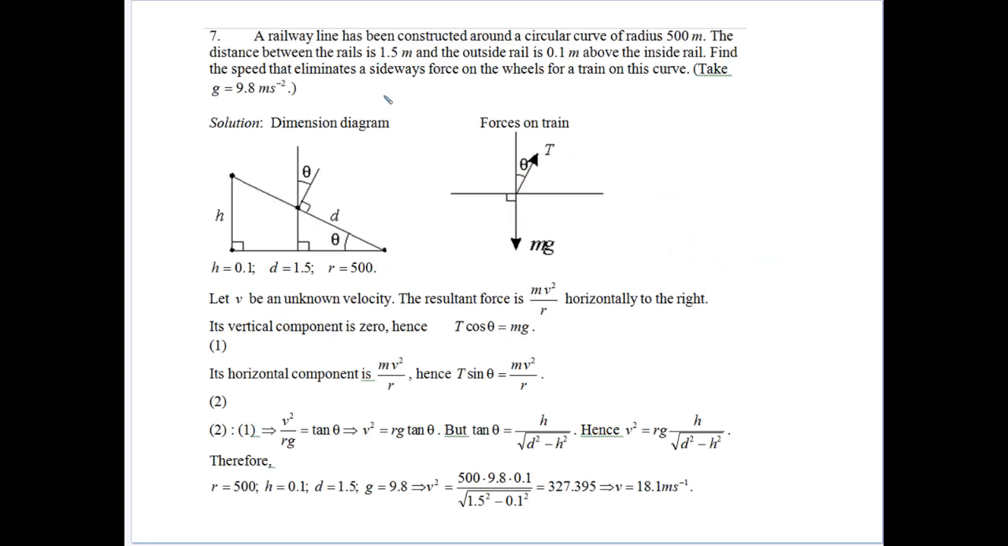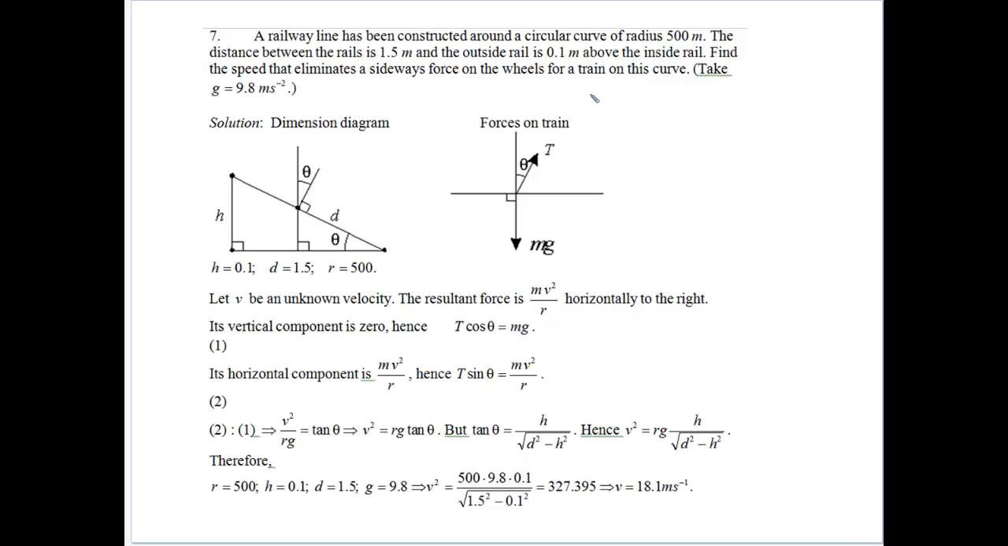Same idea here. We've got a railway line that's been constructed around a circular curve, radius 500 metres. So the smaller your radius, the more it needs to be tilted for you to go faster. The distance between the rails is 1.5 metres, and the outside rail is raised 0.1 of a metre. So that's significant. 0.1 of a metre is 10 centimetres, not 100 centimetres, because that'd be 1 metre. We want to find the speed that eliminates the sideways force. So basically we're looking at its design speed. How fast would it actually have to go to avoid slipping?